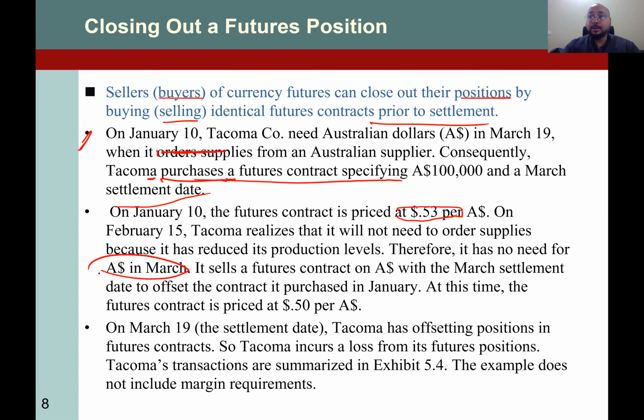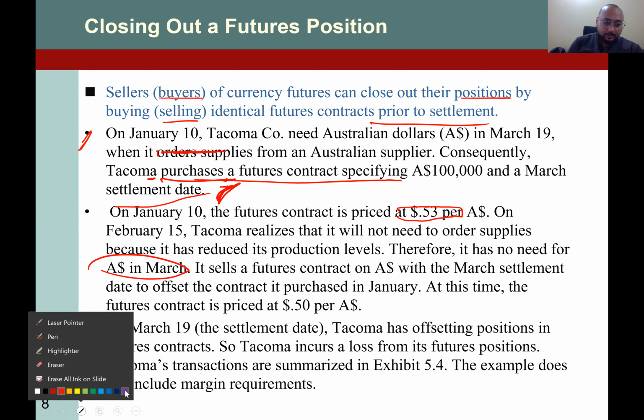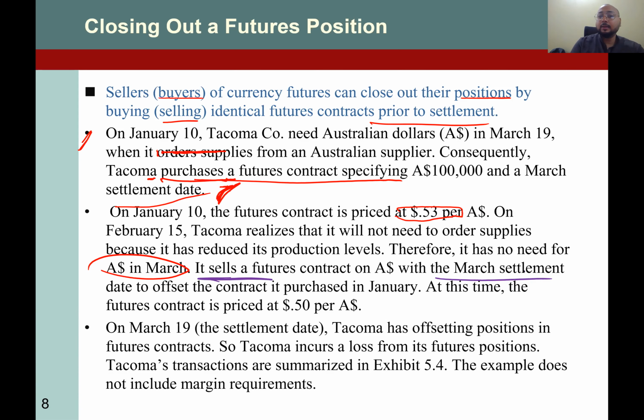That's it. Because this is a contract, you must honor that. So how can they cancel their contract? Because they entered into buying, purchasing, and now let me change the pen color here. So it sells a future contract on Australian dollar with a March settlement date, March 19, to offset the contract it purchased in January.